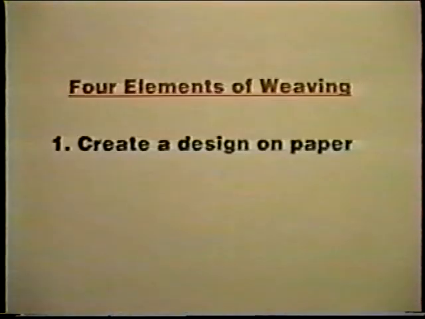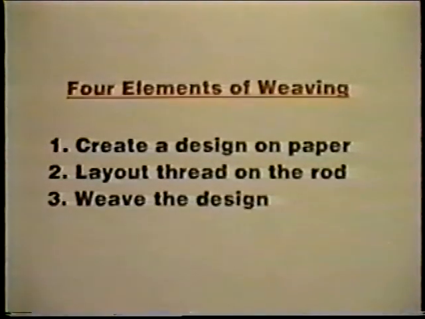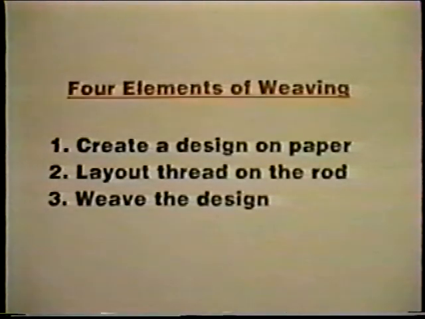You've seen how we go from standard textile weaving to cylindrical weaving on a rod blank. Now let's talk about the steps that are necessary to create a weave on that rod blank. There are really 4 steps. One is to actually create the design on paper. Next is to lay out the threads on the rod. Then you actually weave the design, and then you trim and finish it.